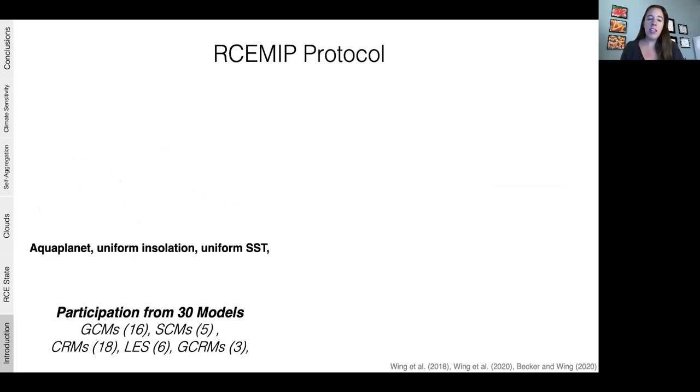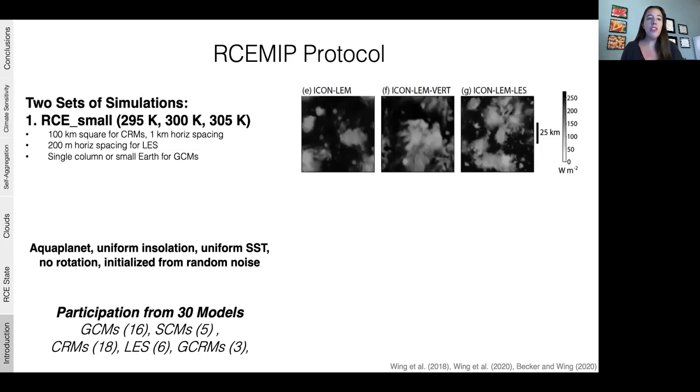We simulate RCE as an aquaplanet with uniform insolation and SST, no rotation, and where convection is just initialized from random noise. We have two different sets of simulations. One, a small domain simulation at 3 different fixed SSTs, which takes the form of a 100 kilometer square for our explicit models, either with 1 kilometer resolution for the cloud resolving models or 200 meter for LESs. The models with parameterized convection do this as a single column simulation.